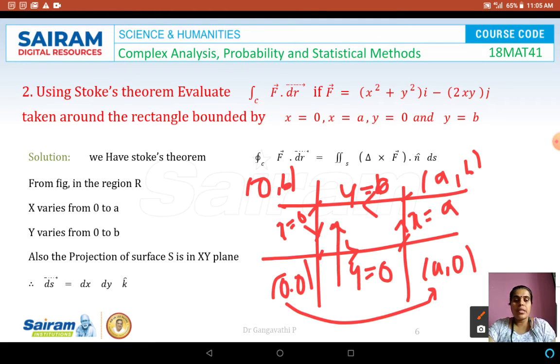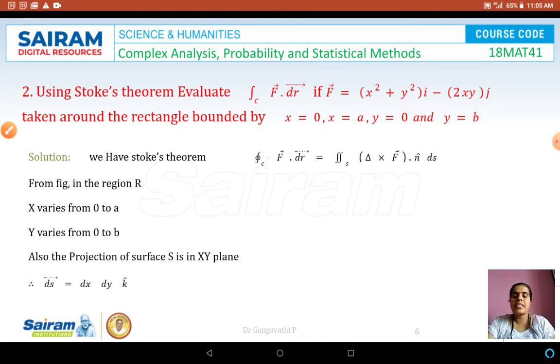With these limits, we have dS is equal to the expansion, and since we are considering only the xy plane, dS is going to be dx dy k cap. The projection of the surface in the xy plane is going to be dx into dy k cap.